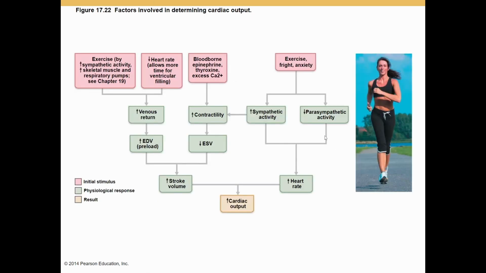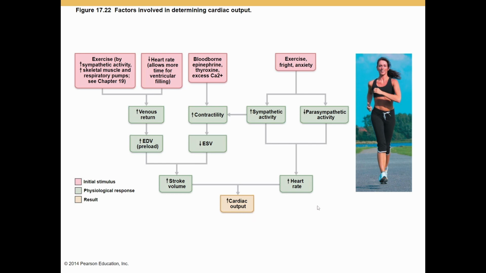So here is a chart looking at the factors involved in determining cardiac output. And so essentially we're also going to be looking at things that affect stroke volume. When we're talking about cardiac output, we know stroke volume and heart rate are the two things we multiply together to figure out cardiac output. Cardiac output is the amount of blood pumped from the ventricles per minute. Stroke volume is the amount of blood pumped by the ventricles per heartbeat, and heart rate is how many times the heart beats per minute. If you increase stroke volume or heart rate, you're going to increase cardiac output.